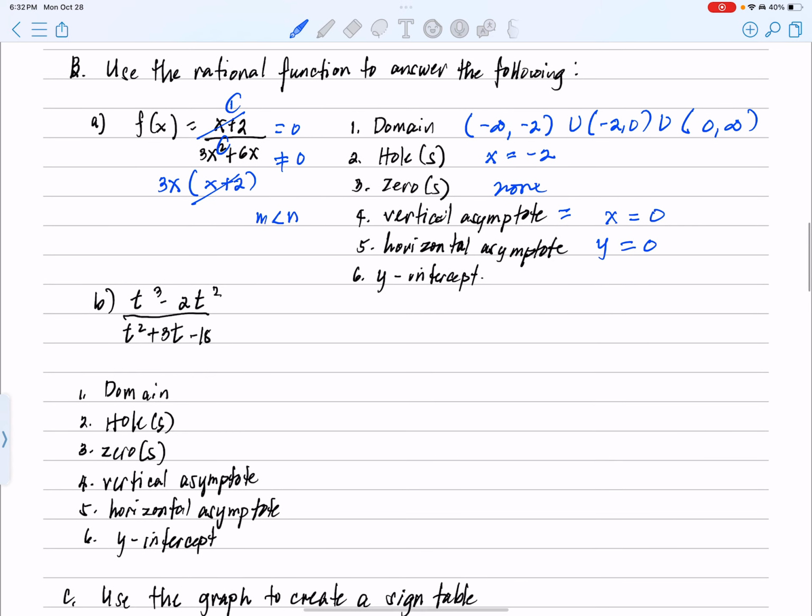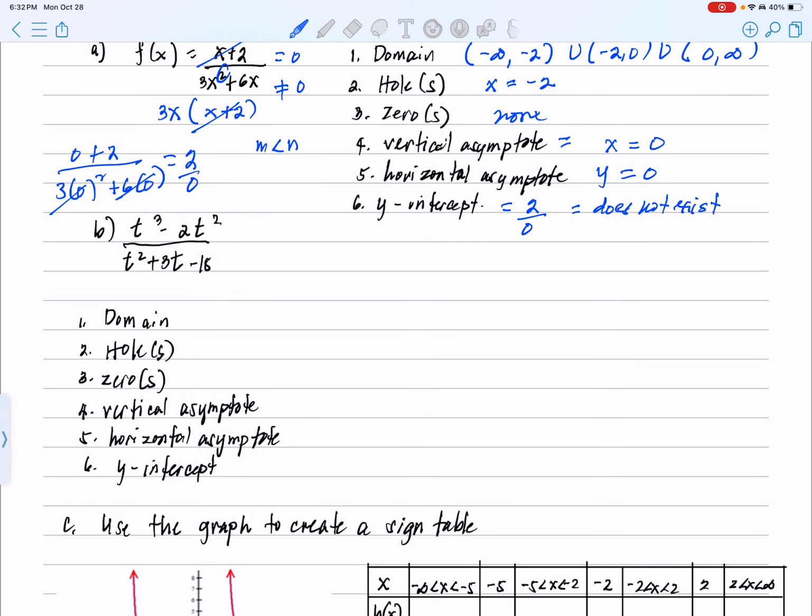And where is the y-intercept? For the y-intercept, we replace x with 0 in the equation. So this is 0 plus 2 over 3 times 0 squared plus 6 times 0. That is 2 over 0. Anything divided by 0 is undefined, so our y-intercept does not exist.